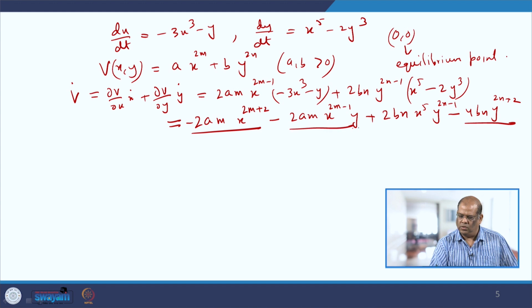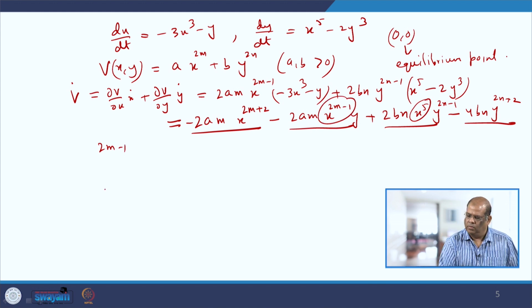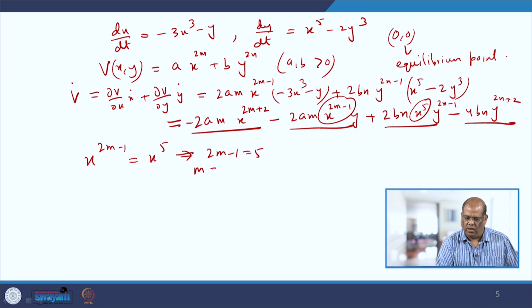The problem is with these terms, which are called indefinite terms. So, you have to choose the values of m and n in such a manner that these two terms cancel out. And for that, the power of x and the power of y has to be same. So, here it is x to the power 5. So, you choose x to the power 2m minus 1 must be equal to x to the power 5, which implies 2m minus 1 is 5 and m is equal to 3.